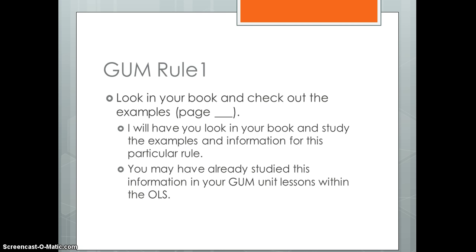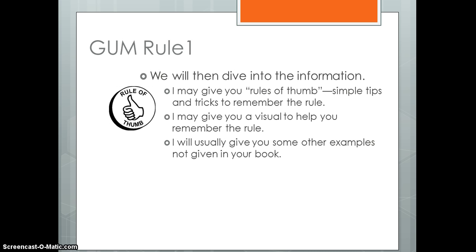Then I'm going to have you look in your book. Again, that's the Green English Language Handbook, at a specific page, and I want you to study the information, the definition for the rule, and practice the exercises in the book. Get to know what the rule is about. You may have already studied this in your grammar lessons online. We'll be going over the same exercises that you go over in those OLS grammar lessons. But then we're going to go a little more in depth.